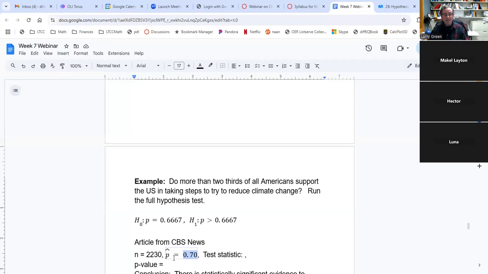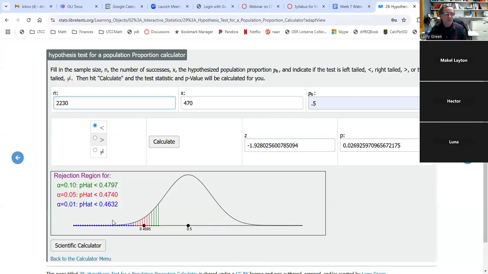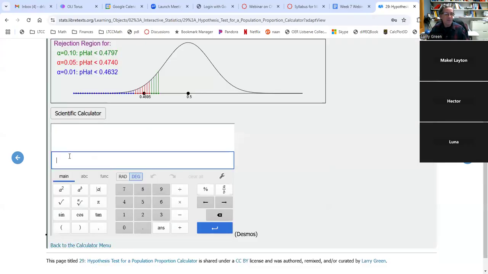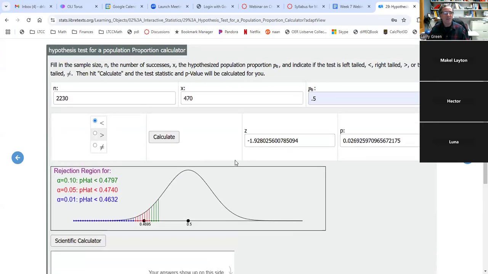LC jumping in. If 70% or 0.70 was the proportion of people who said yes, and we had a sample size of 2,230, then you take 70% of 2,230, or 0.70 times 2,230. So I'm going to use the scientific calculator. And I'm going to go 0.70 times 2,230. And it gave me 1,561. Any questions on that?